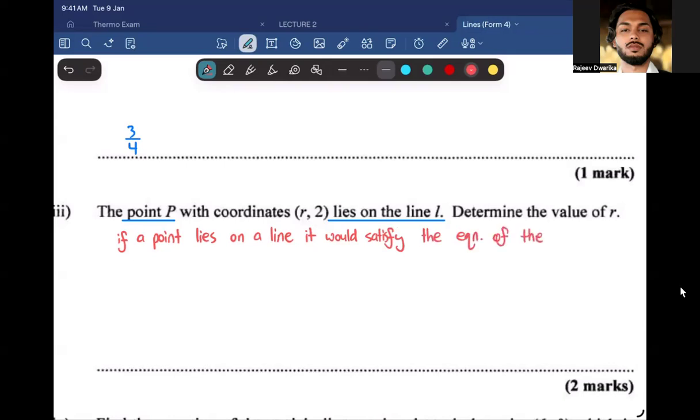So in English, what I'm saying is you could plug it into the equation and the left-hand side is supposed to be equal to the right-hand side. So just plug it in. Plug the point into the equation.